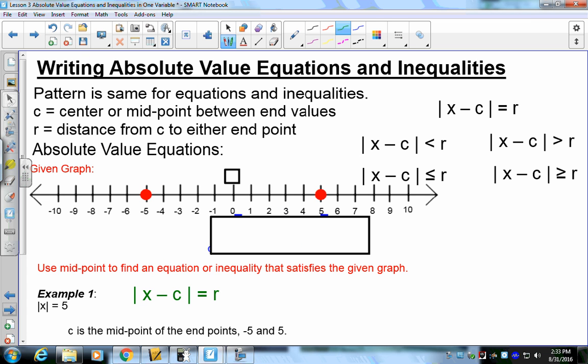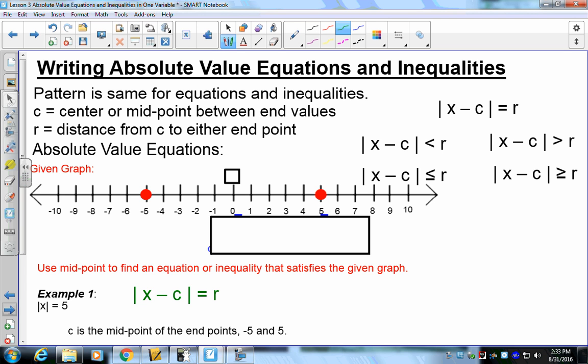All right, the last thing we're going to do in this lesson is learn how to write absolute value equations and inequalities. So now we're beginning with the graph and working backwards to write the original problem, kind of like we're on Jeopardy. The pattern remains the same whether it's an equation or an inequality. When it's an inequality, you just have to figure out which symbol you're working with. Okay, so there's two things we need to figure out.